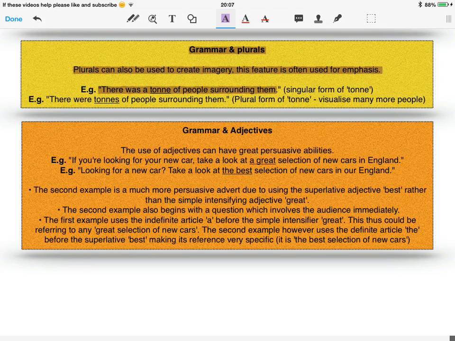The singular form of ton, even though it's a huge quantity, in this sentence you're only thinking, right, there's a lot of people surrounding the person or the people. Whereas in the second example, there were tons of people surrounding them. The plural form of ton in this instance makes you visualize a hell of a lot more people. So that's just an example of morphology, which was in the last video, and how it can be used for imagery, for effect, for emphasis.